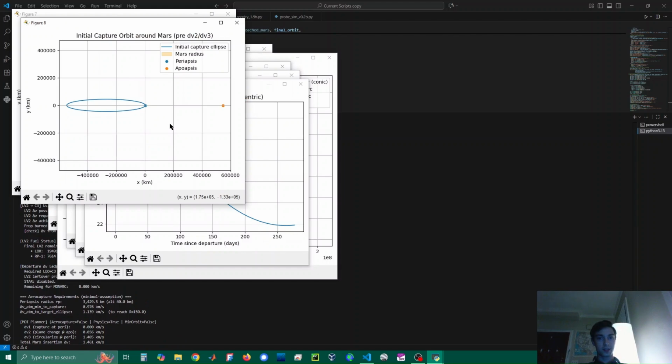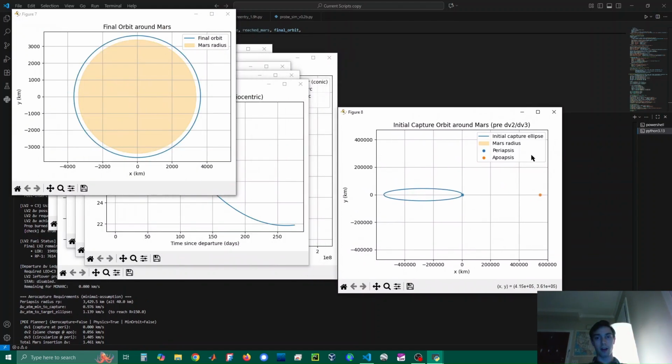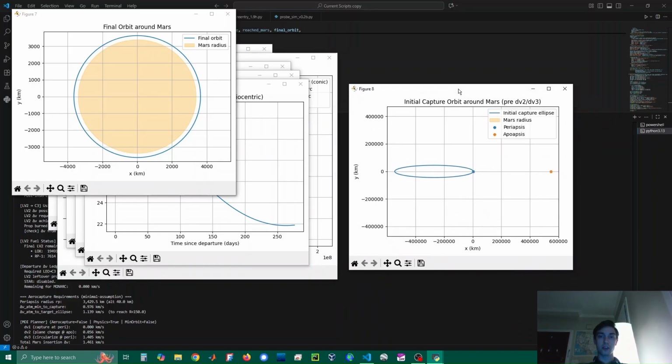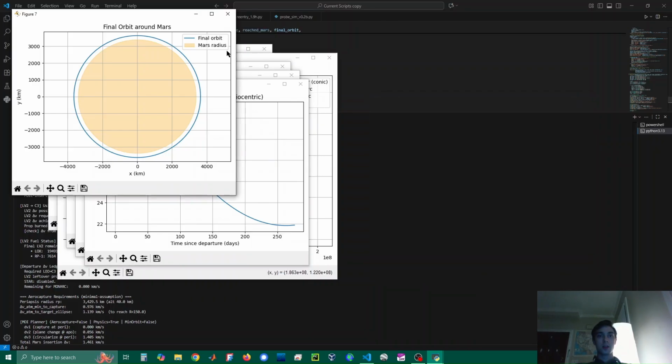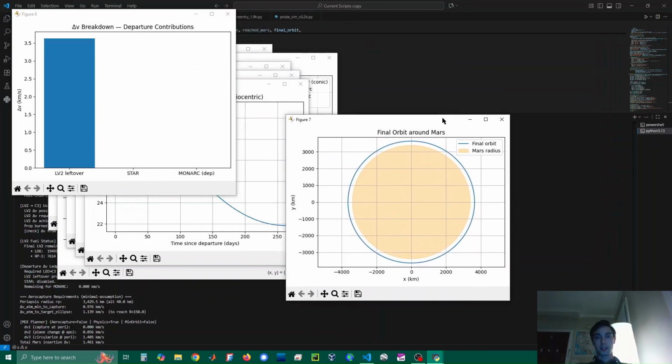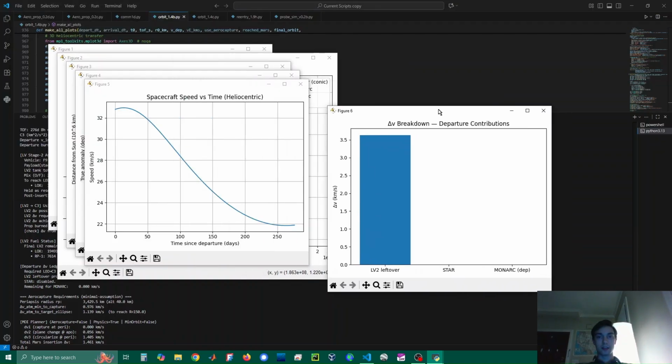Oh boy. Alright, well, let's start with the graphs. So first of all, this is a bad graph because I currently have a bug in it. And this is not actually in the version on GitHub right now because I'm testing it. Basically, I wanted to show the initial capture orbit. So our final orbit around Mars is rather good. No real qualms. Looks about right to me. And then we've got a delta V breakdown.